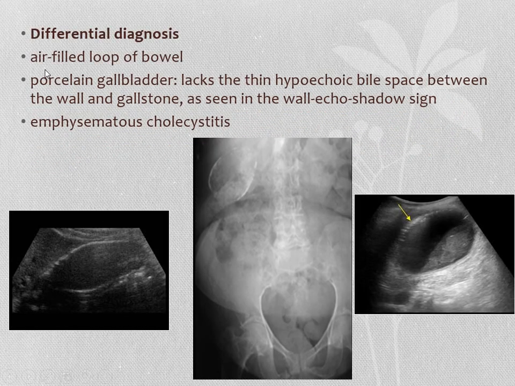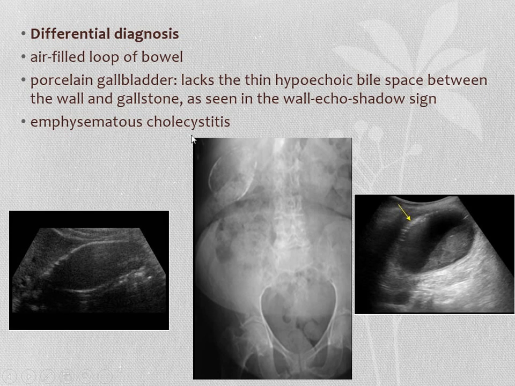The differentials are an air-filled loop of bowel, in which case the sign may be missed. Porcelain gallbladder, where there will be calcification of the wall of the gallbladder. You have to differentiate from porcelain gallbladder. The small lucent layer of bile is usually not present in the porcelain gallbladder. There will be only calcification of the wall. As we see in this patient, there is calcification in the wall of the gallbladder. On the plain film, we see the calcification of the wall clearly.